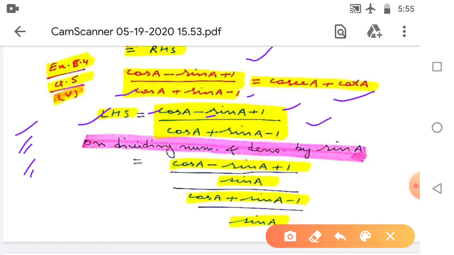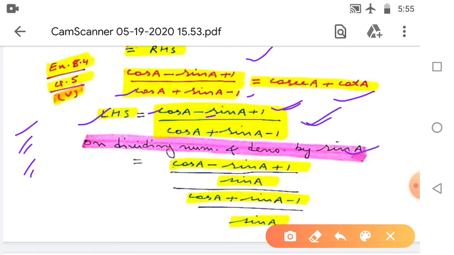Similar questions. Here, in front of sin A, we have a negative sign. In another question, which is the example in NCERT, in front of cos A there is a negative sign. So you have to see in front of which ratio there is a negative sign. If it is in front of sin A, we have to divide the numerator and denominator by sin A. This is the hint. Clear?